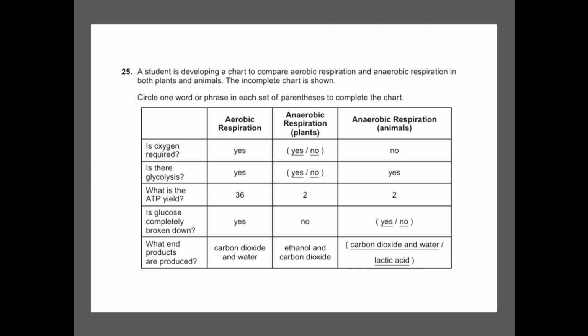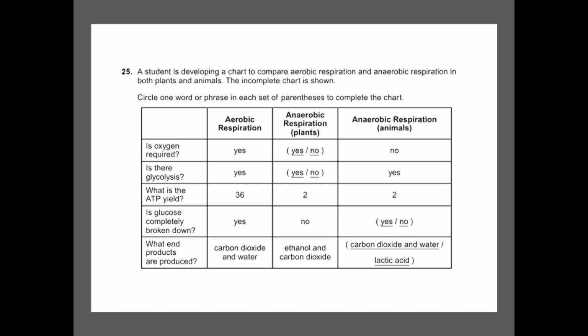A student is developing a chart to compare aerobic respiration and anaerobic respiration in both plants and animals. The incomplete chart is shown. Circle one word or phrase in each set of parentheses to complete the chart. Okay, so here's what we want to do. We got this chart down here with a couple of different answers in parentheses. We're going to circle one that makes this true.